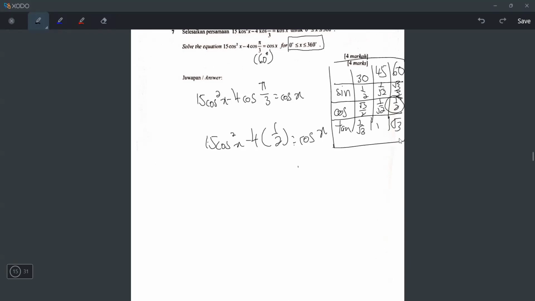Alright, so 4 divided by 2 is 2, so I'll get 15 cos square. I can see that it becomes a quadratic involving cos, because only cos exists here. What I will do is move the cos over to become minus cos x, and then minus 2 equals 0. And now I can factorize, and I'll get my 2 answers. Please don't go and take the cos square and try to change it to 1 minus sine square or anything like that. Please do not do that. You don't just simply change whatever. It always depends on the situation. For this case, you don't have to change to anything, alright?